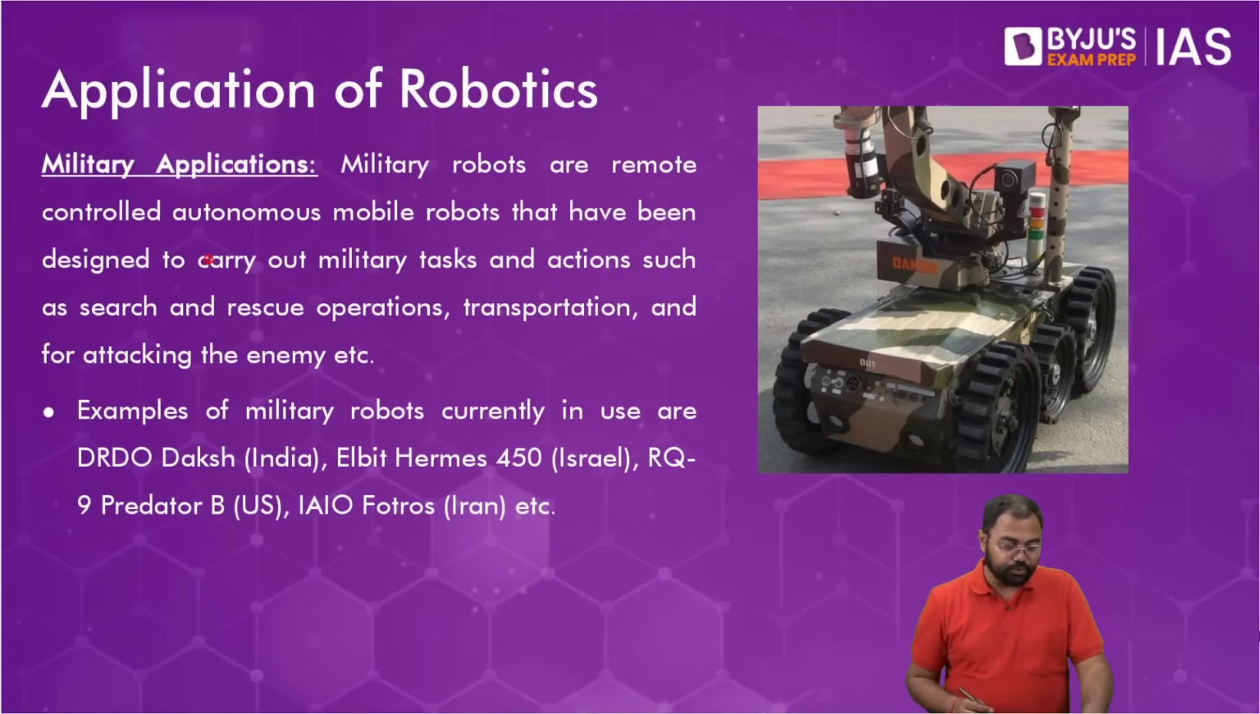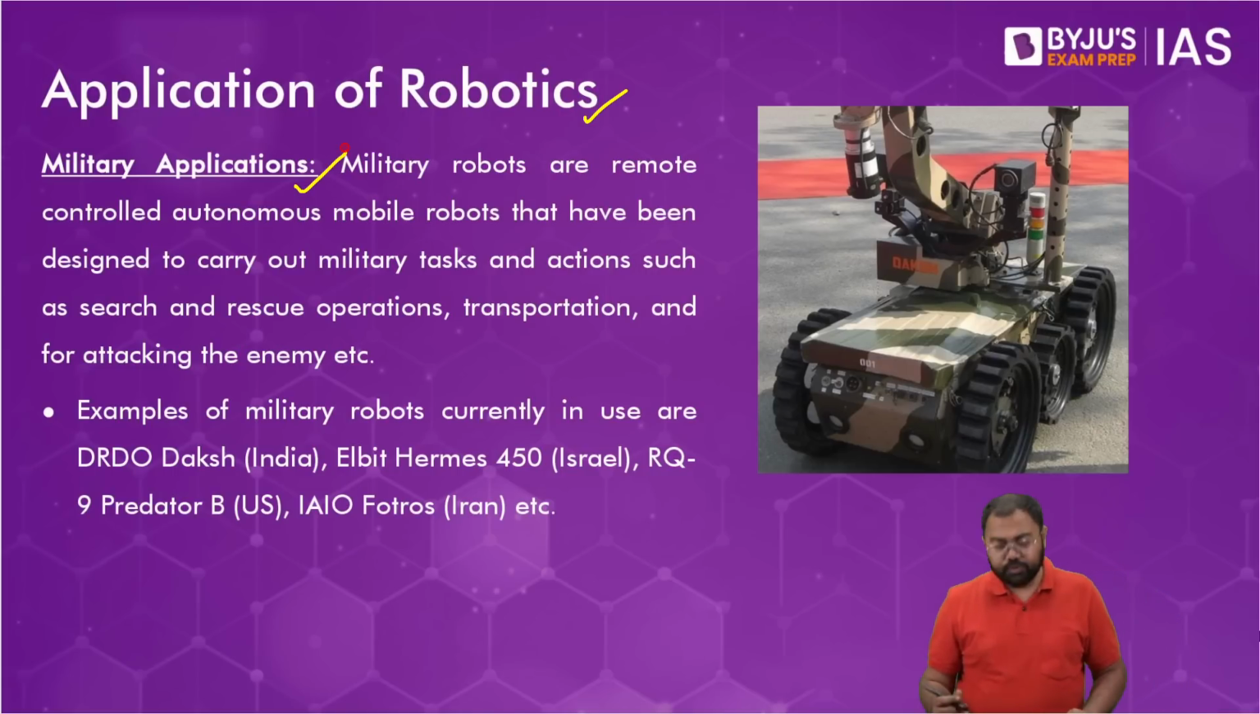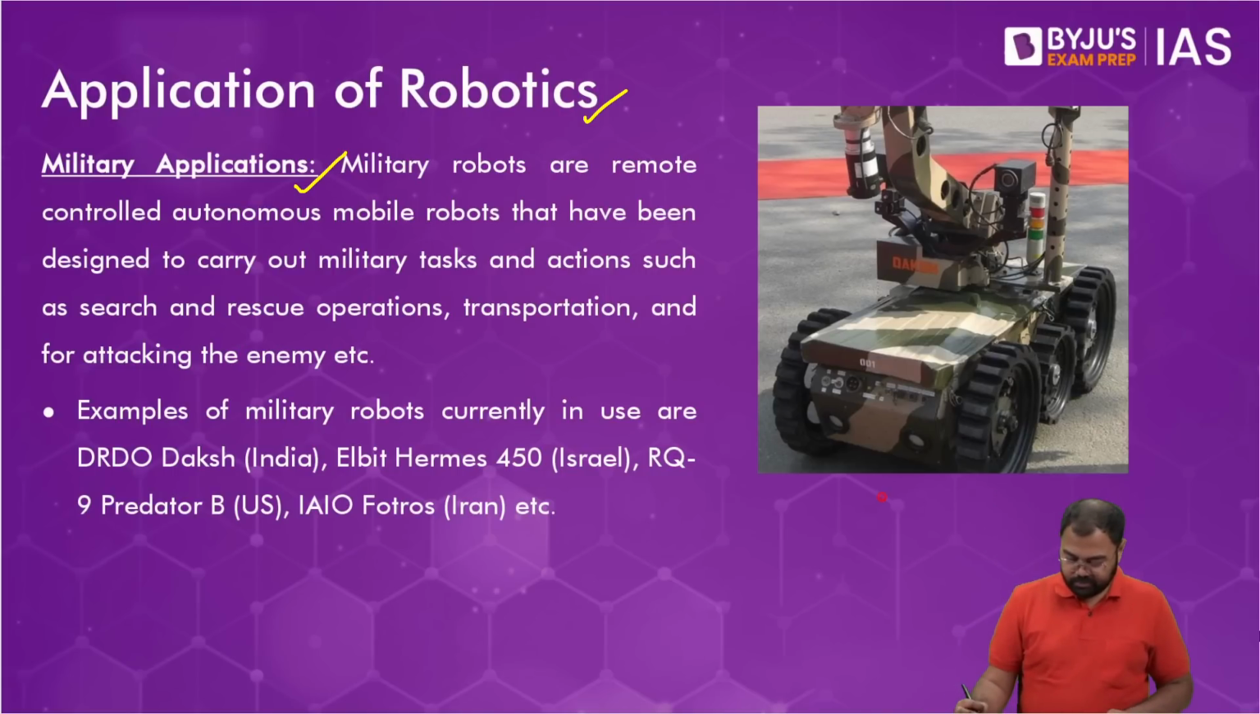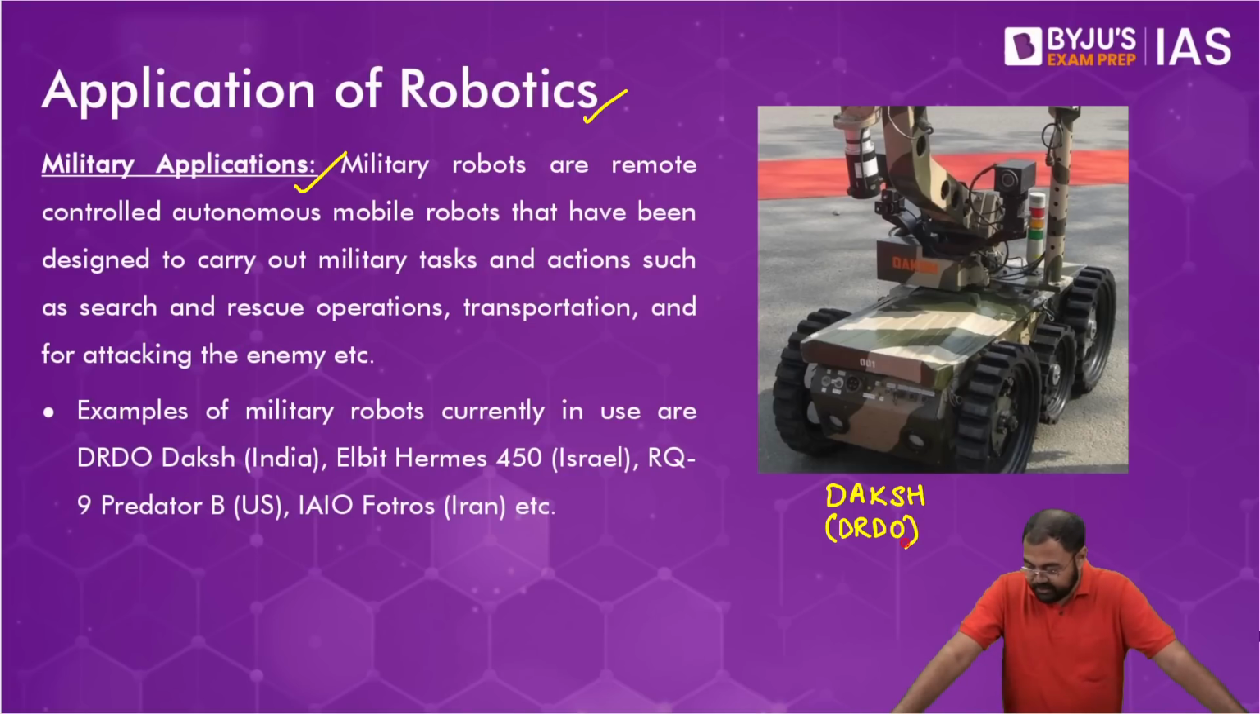Now, when it comes to robotics, we see that there are various different applications of robotics, right? So, for example, in military applications, if you look at this particular robot, do you know the name of this robot? This is Daksh. The name is Daksh, which has been manufactured by DRDO.